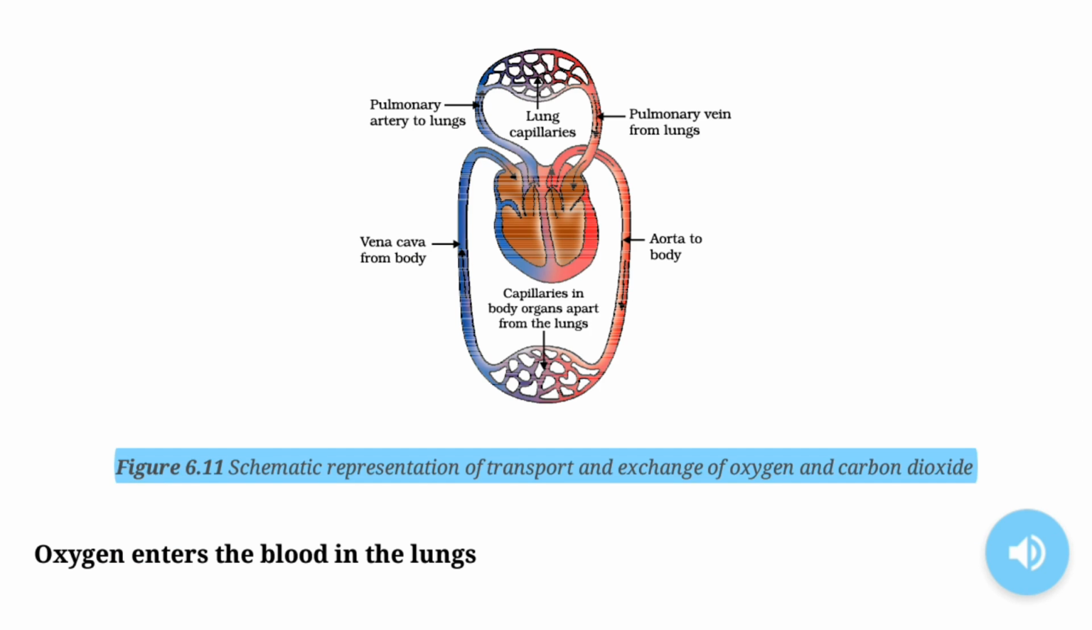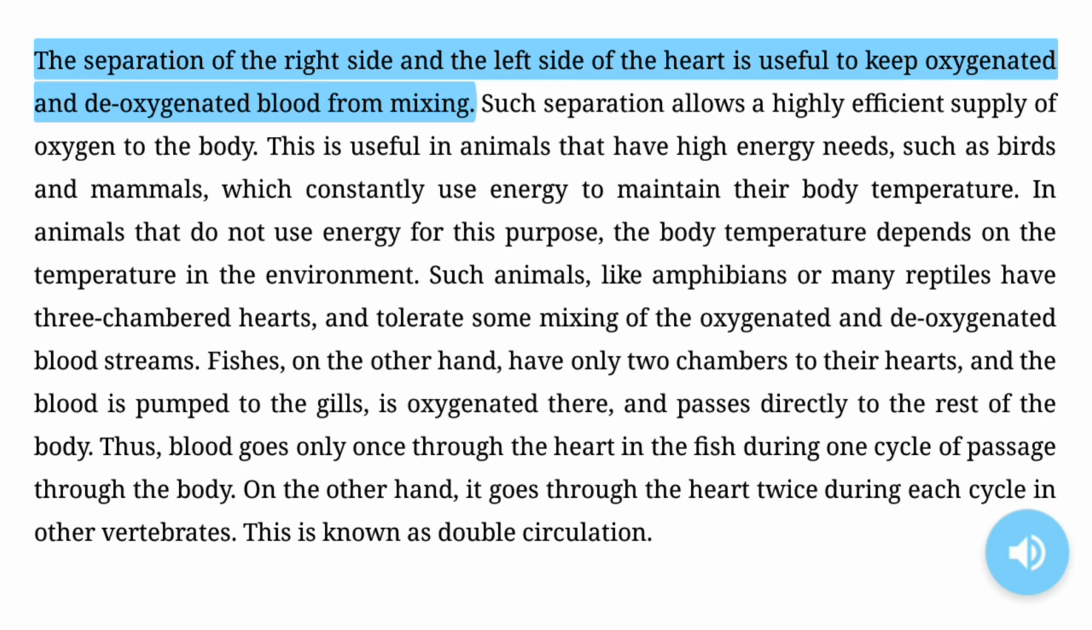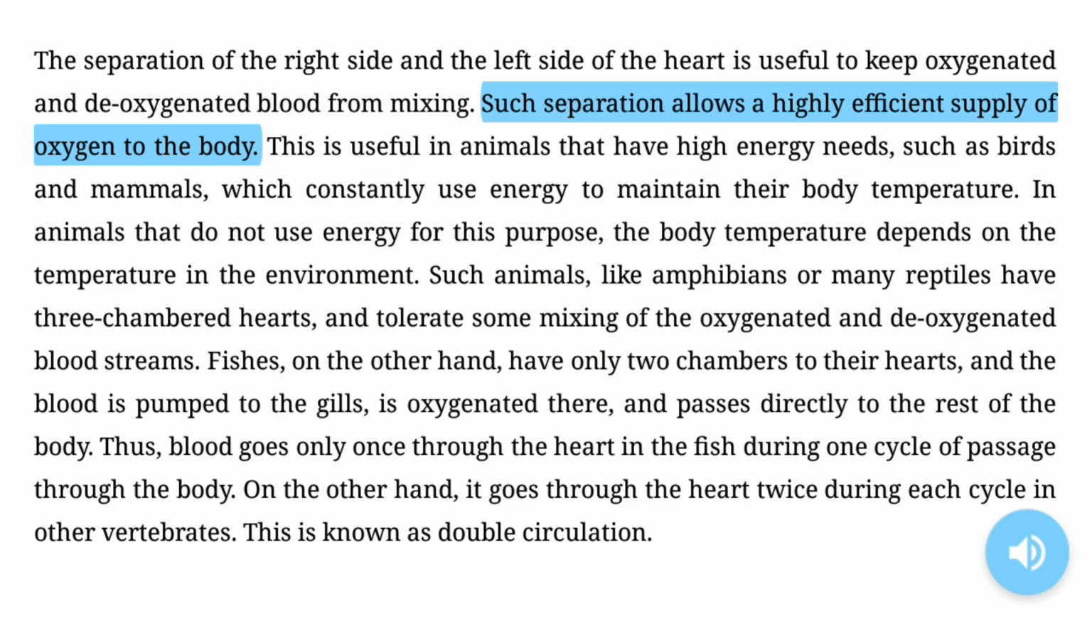Figure 6.11 Schematic representation of transport and exchange of oxygen and carbon dioxide. Oxygen enters the blood in the lungs. The separation of the right side and the left side of the heart is useful to keep oxygenated and deoxygenated blood from mixing. Such separation allows a highly efficient supply of oxygen to the body.